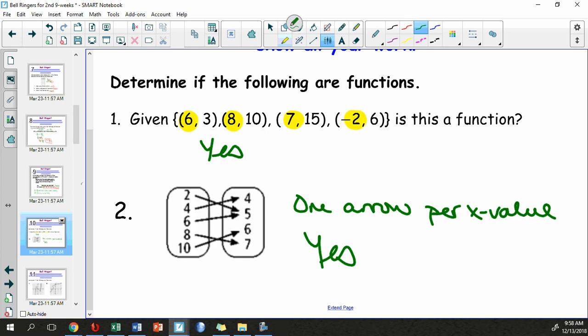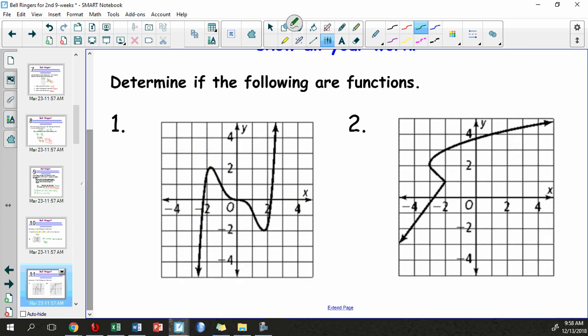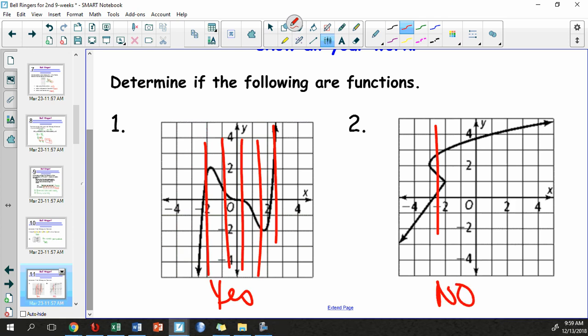Okay. Next, determine if the following are functions. This just doesn't pass the vertical line test. So if I draw a line through this multiple times, since it only crosses one time, yes, this is a function. However, if I go down like this on number 2, it crosses more than one time, so therefore, no, this is not a function.